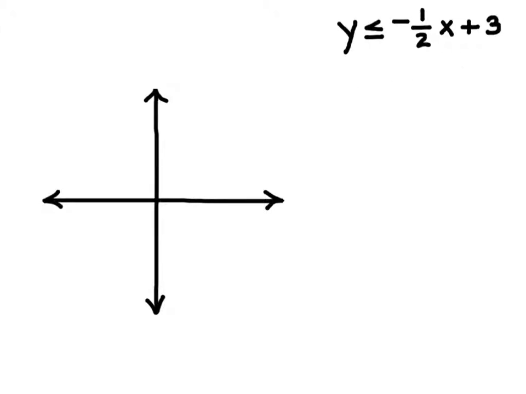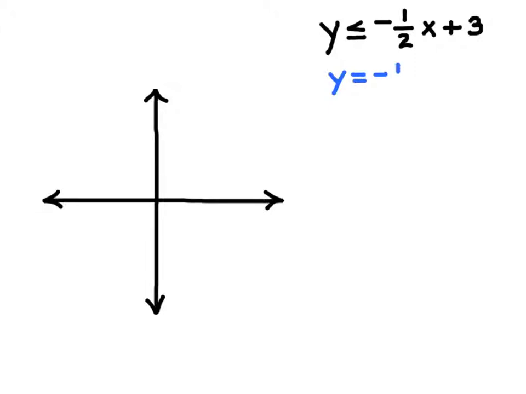Here we have another example. y is less than or equal to negative 1/2 x plus 3. This equation, again, is in y equals mx plus b form. So the boundary line is y equals negative 1/2 x plus 3. Here, our slope is negative 1/2, and our y-intercept is 3. Let's go find those. Our y-intercept is at 3: 1, 2, 3. So I'll put a 3 here, and let's put a point right where our y-intercept is.